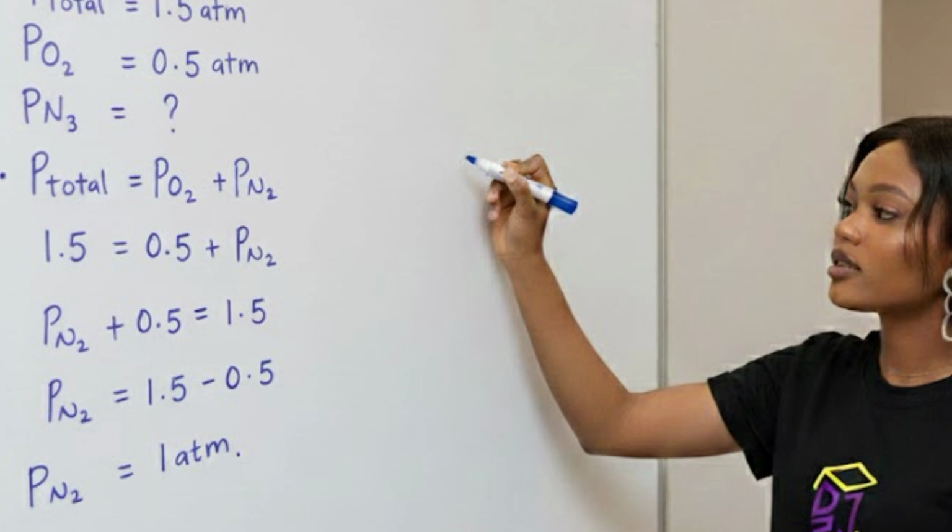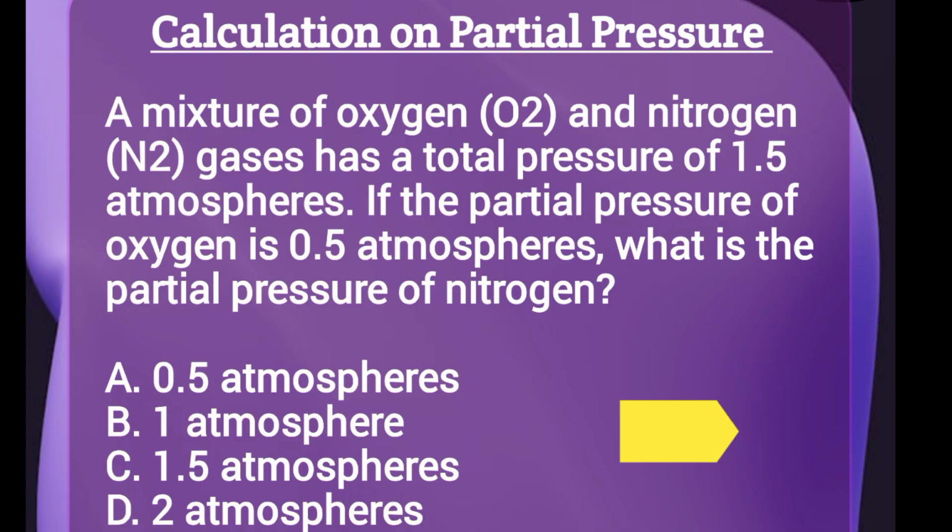The pressure of nitrogen plus 0.5 equals 1.5. We collect like terms. Then we're going to have the pressure of nitrogen equals 1.5 minus 0.5. So the pressure of nitrogen is what? 1 atm.